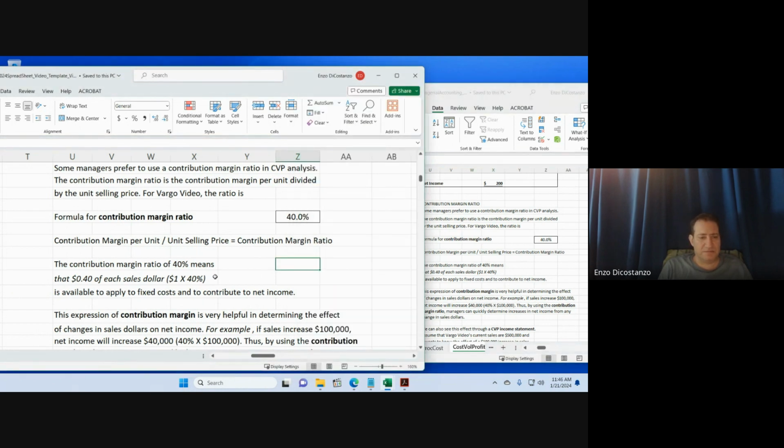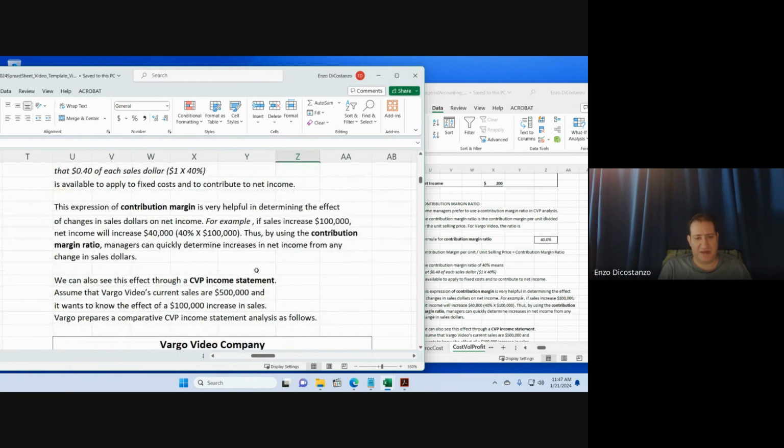So what's left after covering variable costs? What's left for fixed costs? And after you've covered fixed costs, you're all profit after that. So sales increase 100,000, income will increase by 40,000. And now you could get fancy. We're going to use the ratio.